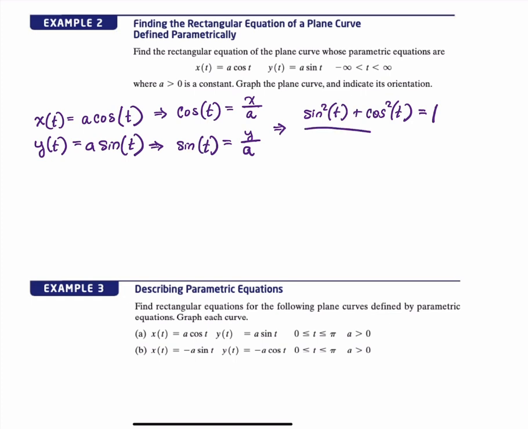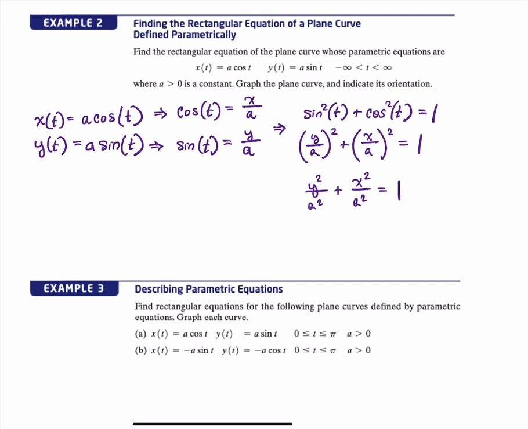This allows us to plug in some trig functions and get something that does not involve trig functions as the result. So let's replace sine and cosine with what we've just defined. Sine we've said is y over a. So this would be (y over a) squared plus cosine squared, that will be (x over a) squared, equals 1. Well, that gives us y squared over a squared plus x squared over a squared equals 1.